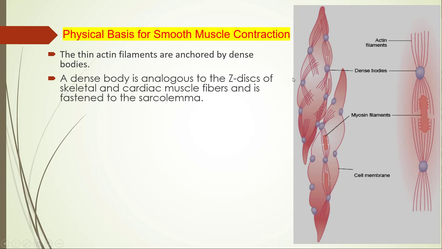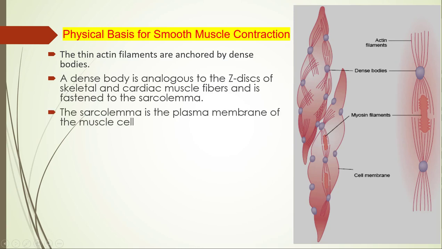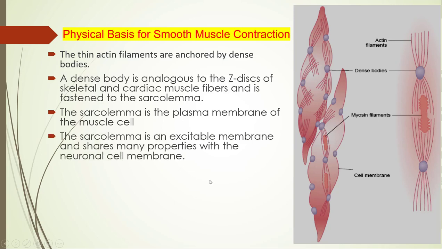sarcolemma. The sarcolemma is the cell membrane of the muscle cell. So these dense bodies are attached to the sarcolemma, and some are scattered inside the cell. The sarcolemma has characteristics like a neuronal cell: they are excitable, and when stimulated, they become excited.